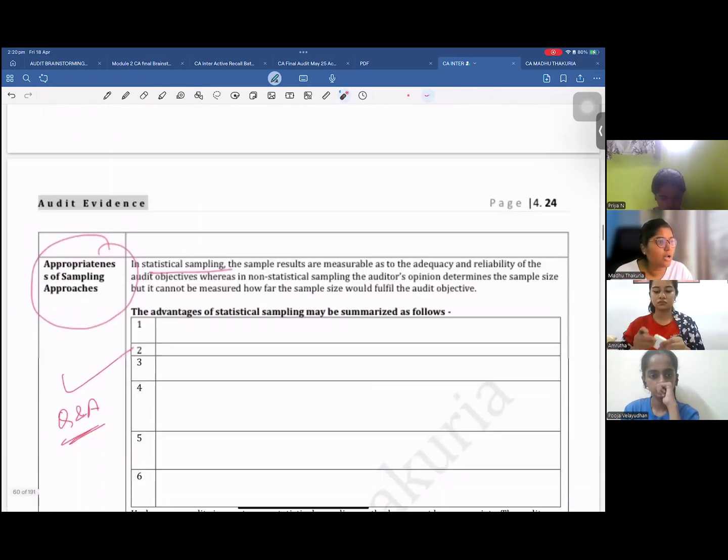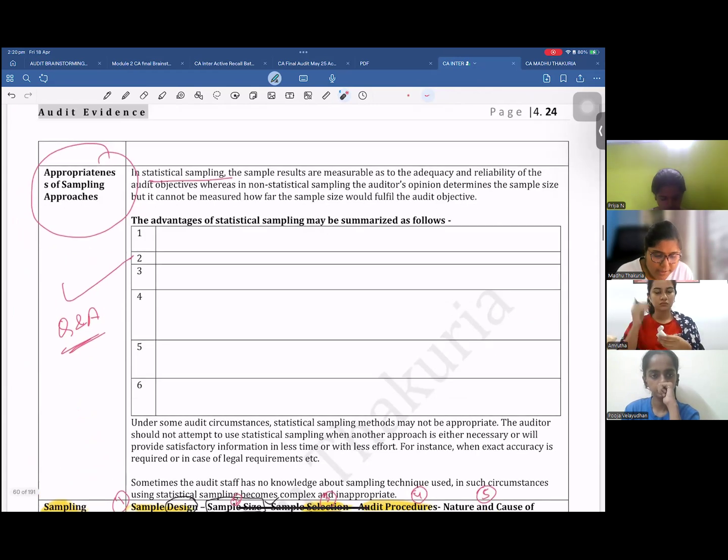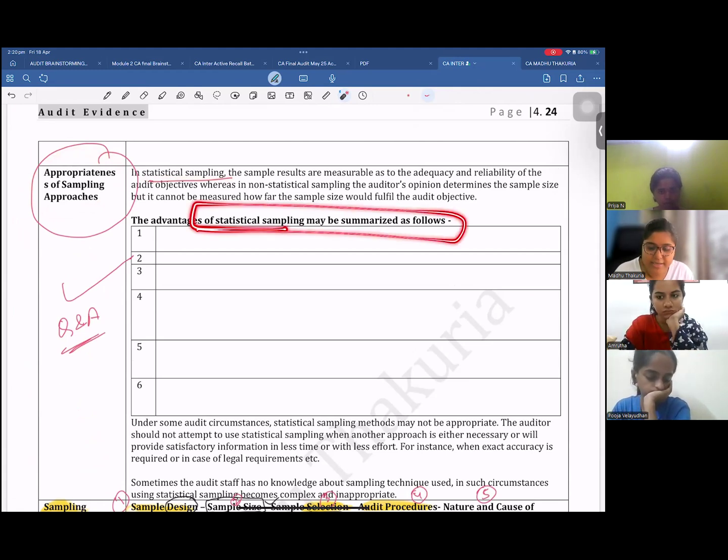Then there is a question on how you ensure the appropriateness of the sampling process, right? You will say that for ensuring the sampling process is appropriate, we'll go by statistical sampling, right? So what are the advantages of statistical sampling? This is a good question for you.